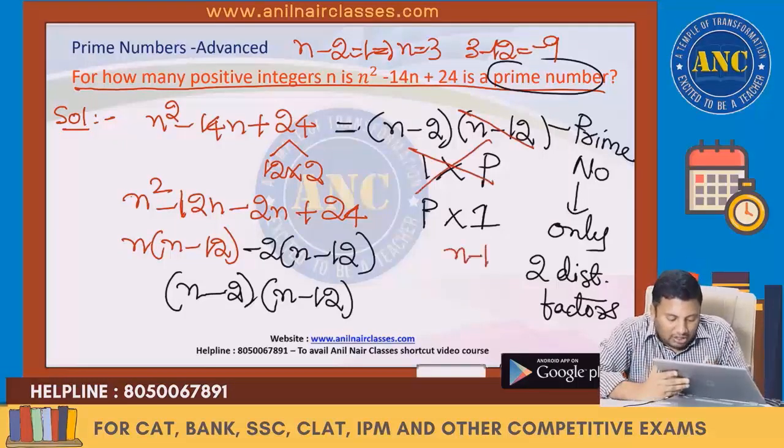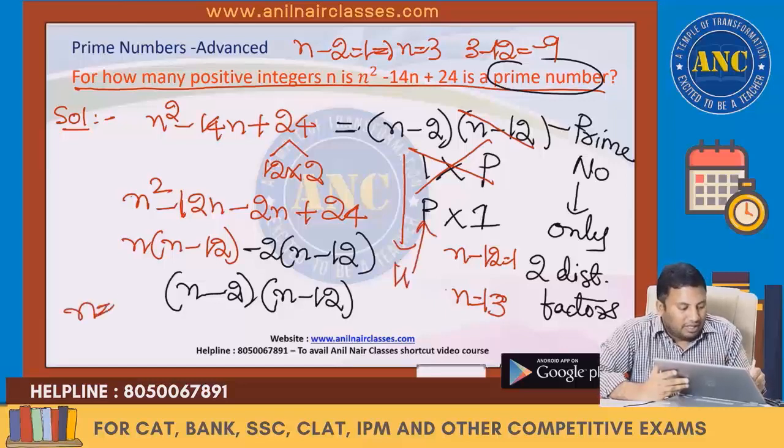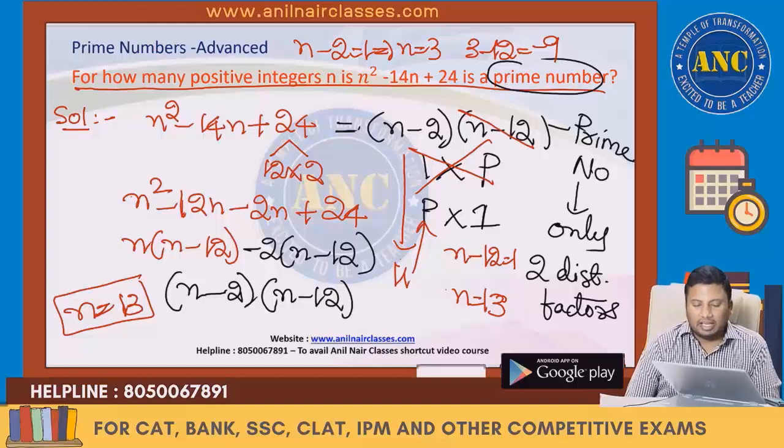If n minus 12 is 1, n value is 13. 13 minus 2 is 11. 11 is a prime number. How many values will n take? The value n will take is 13. I hope the idea is clear.